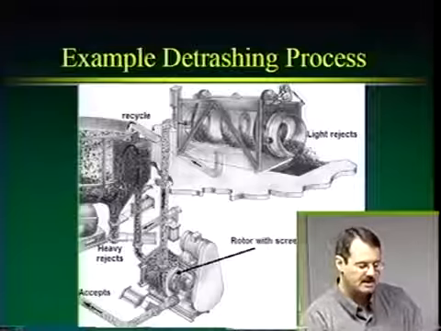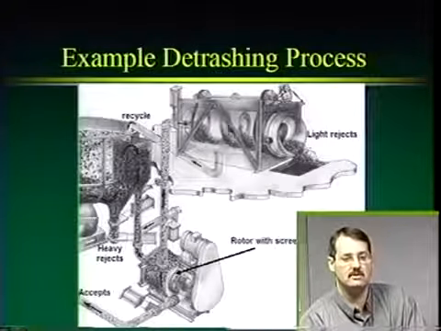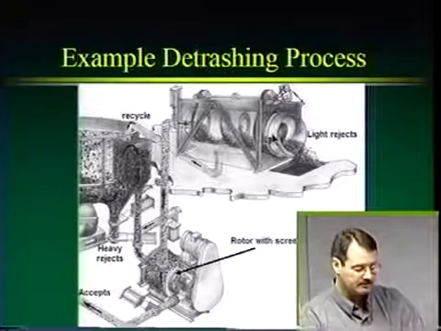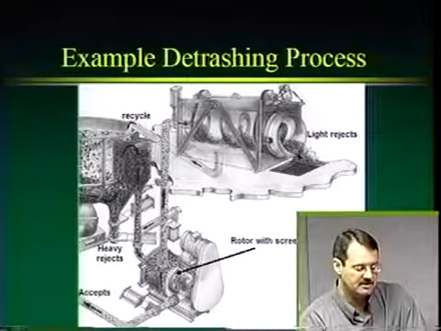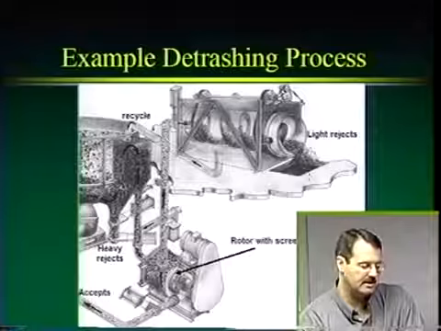Now, the material that can't fit through those perforations continues down through the drum. It is rejected out the end of the drum, and these are our light rejects. So we get two streams.